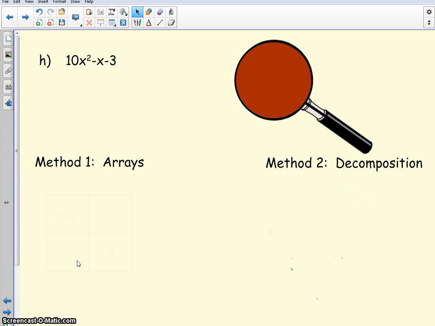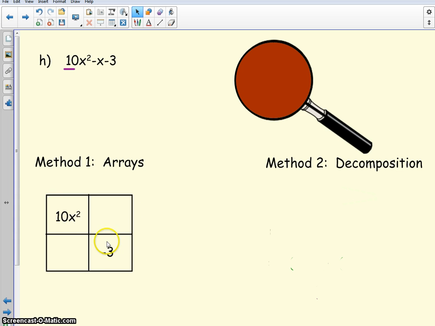Okay, welcome back. So you'll notice here it's a trinomial, no common factors, and this is what we would call a complex trinomial because you have an a value here that's not 1. So if you're going to use an array for this one, set up like you would before with your squared term in the top left, your constant in the bottom right, and a couple of ways of going about it. And one way involves a little bit of trial and error.